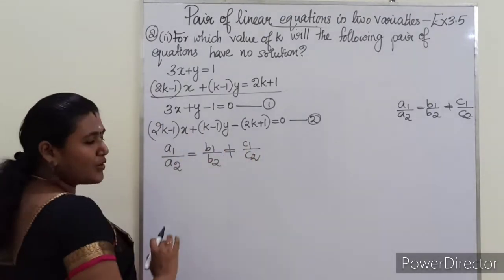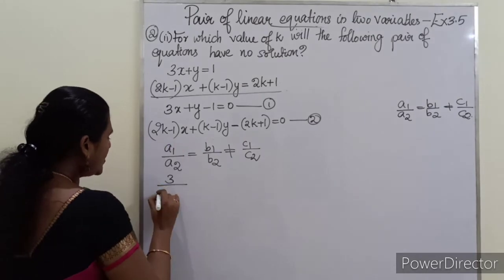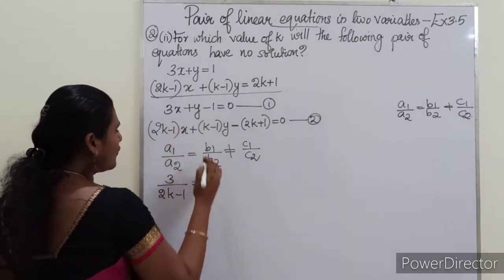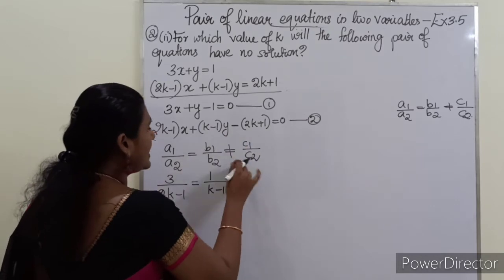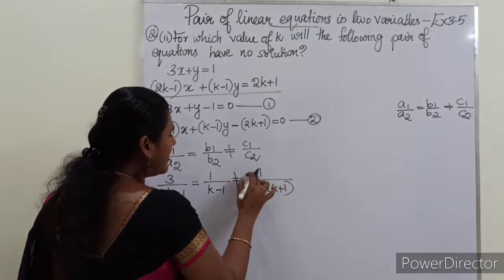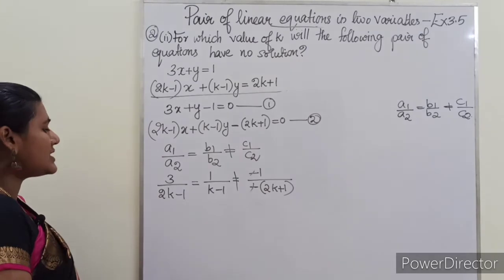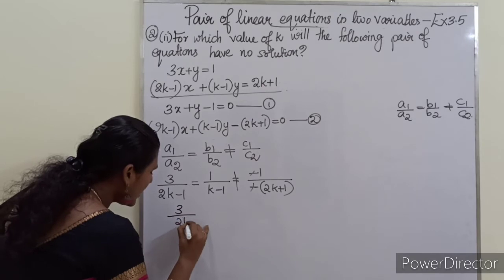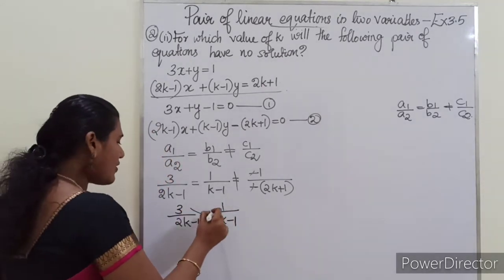Here we will substitute all these coefficients. That is 3 by 2k minus 1 is equal to b1, the coefficient of y, that is 1 by k minus 1, not equal to c1, which is minus 1 by minus of 2k plus 1. Here we can simplify; these two will get cancelled. So first we will take the first two ratios, that is 3 by 2k minus 1 is equal to 1 by k minus 1. Now we will do cross multiplication.